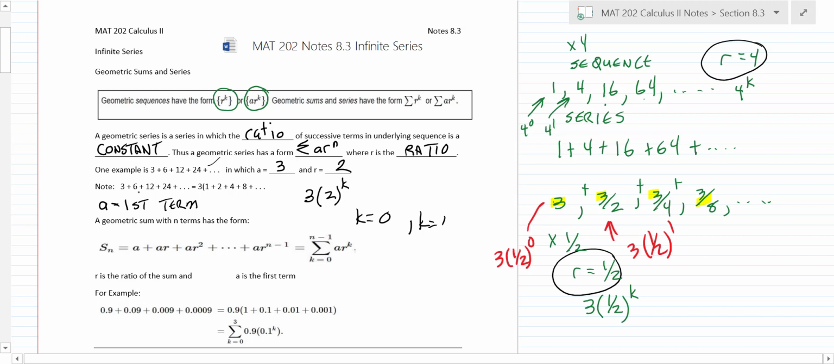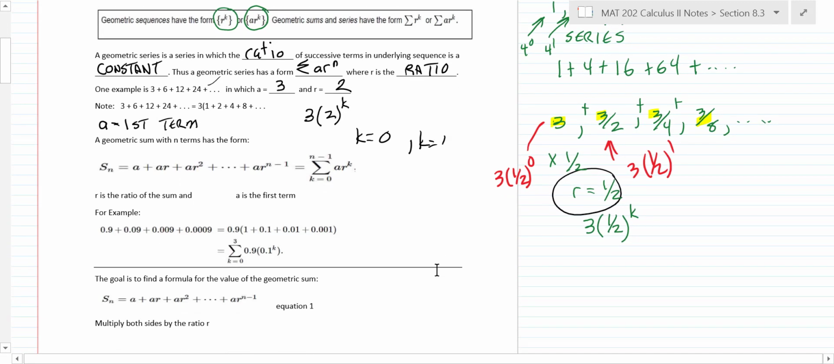Okay. So anytime you have that geometric series, if you can figure out A and R, then you can write out what that formula is. That's the way that works out. All right, so this is kind of how we do this. Now we're going to look at trying to develop a formula for the sum and talk about the convergence of this.